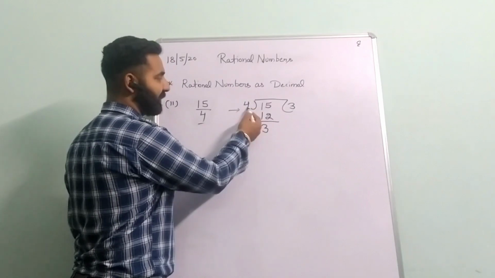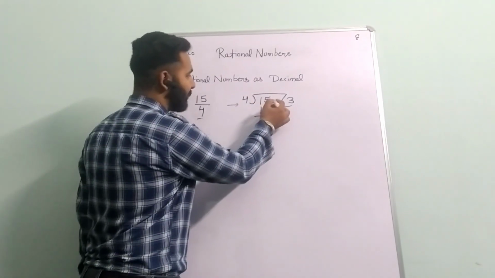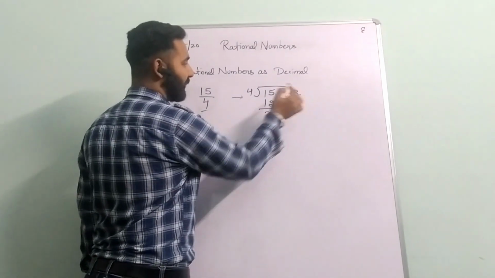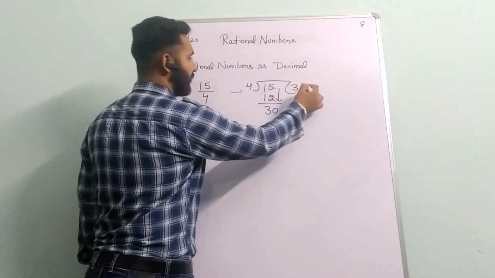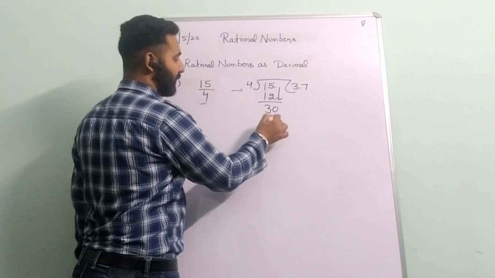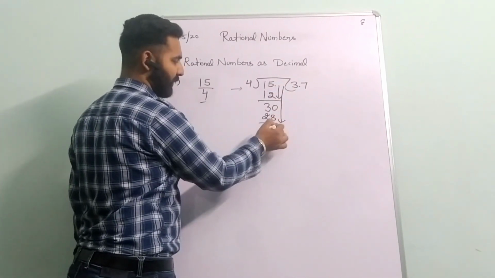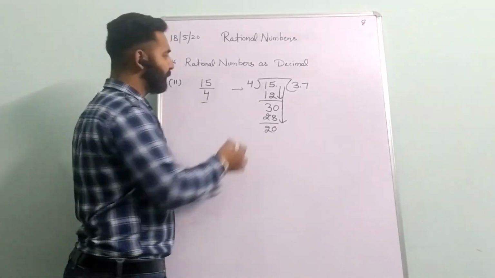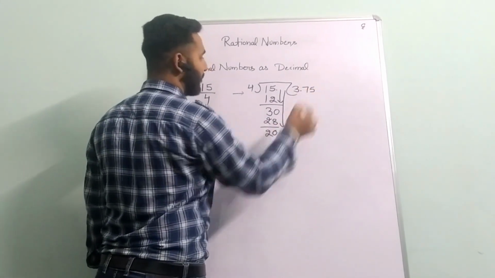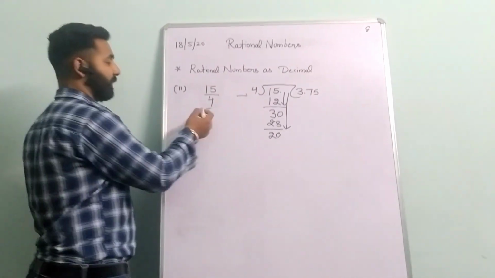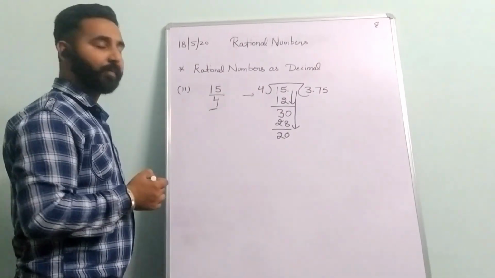So 3 is not divisible by 4. Take the help of decimal. So it will become 30, with the decimal here also. 4 sevens are 28. So the remainder you will get here is 2. One more 0 you can take. It will become 20. And 4 fives are 20. So the decimal representation of the rational number 15 upon 4 is 3.75.